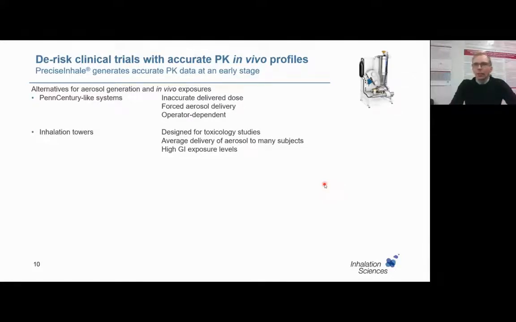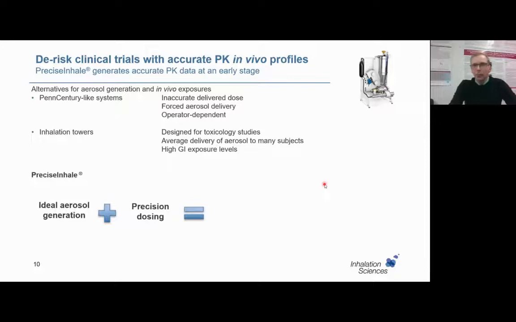Commonly, alternative aerosol generation tools that are often used in labs are Penn-Century-like systems. The problem with that is that you get an inaccurate delivered dose. We force the aerosol into the animal, and it's really operator dependent. Another option is the inhalation towers. These are more designed for toxicology studies, where you expose many animals at the same time. However, you always go through the nose only, which gives you a higher gastrointestinal exposure at the same time.